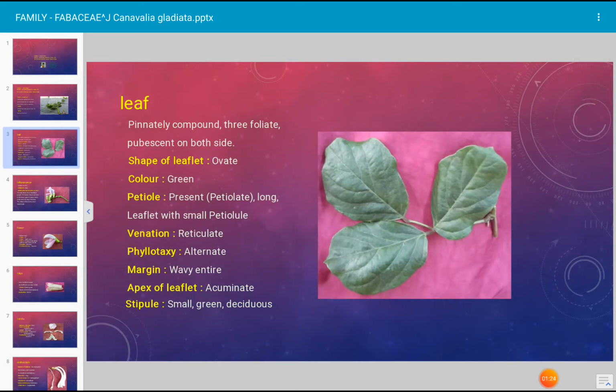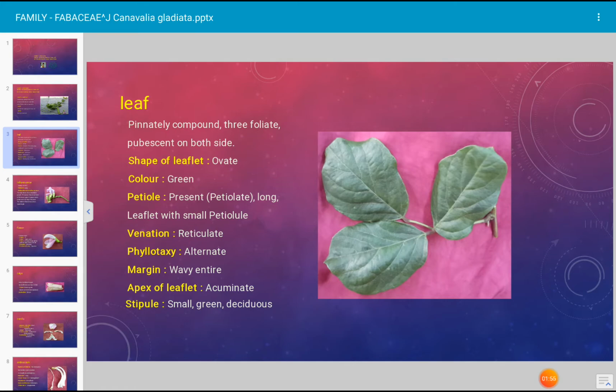The leaf is pinnately compound, 3 foliate leaf, pubescent on both sides. Shape of the leaf is ovate, color of the leaf is green and the leaf has a petiole. Hence the leaf is described as petiolate leaf. And the venation of the leaf is reticulate, a network of veins present in the leaf. Reticulate venation is the characteristic feature of dicot.